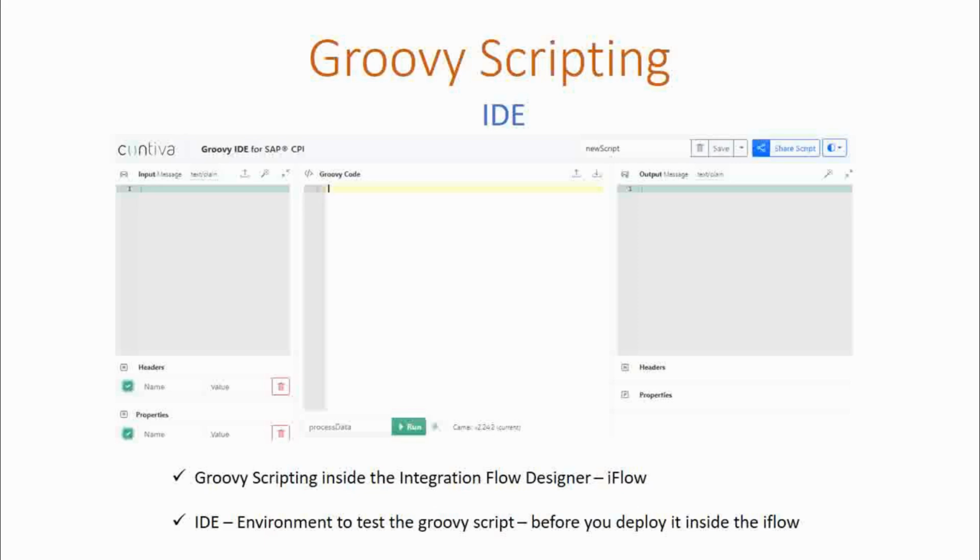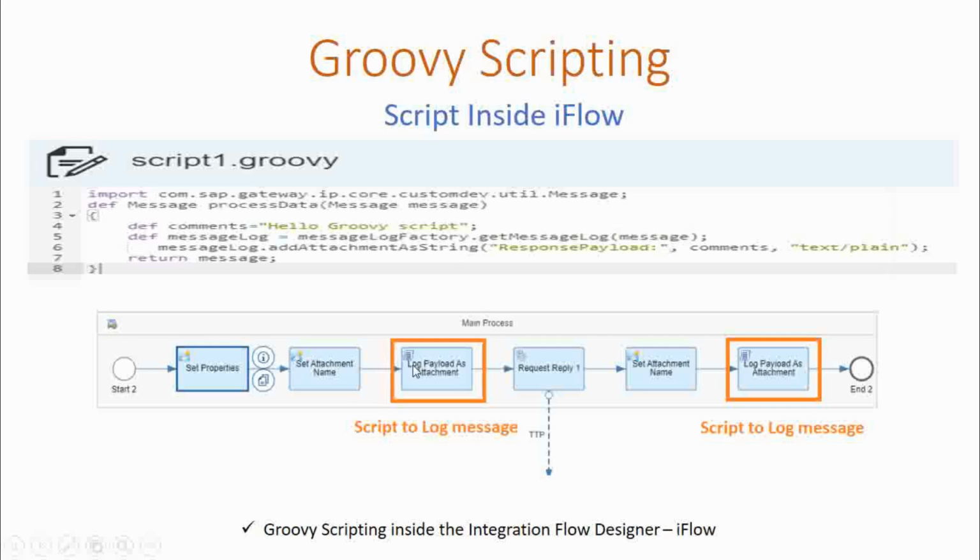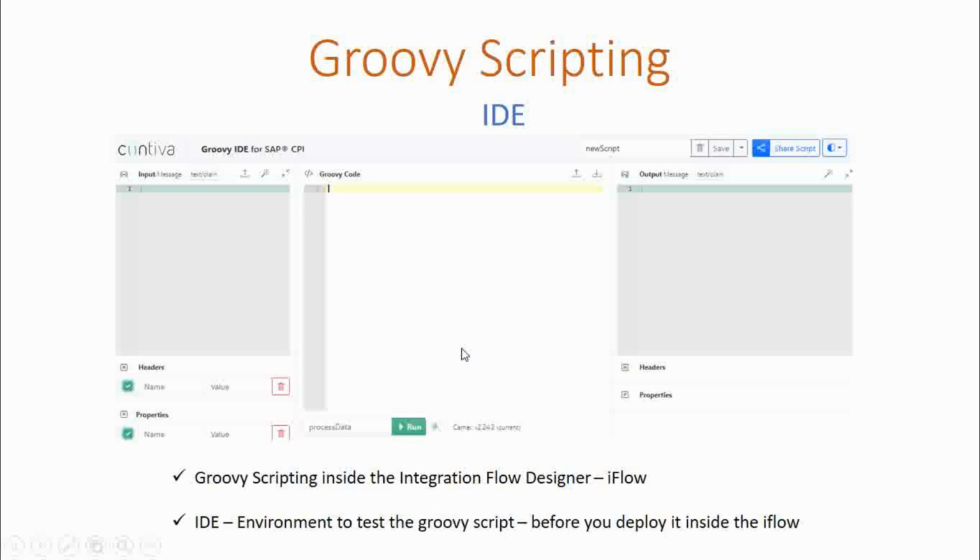By seeing the structure, you can understand now. This online editor allows you to create a Groovy script here and send an input message like a payload here, and you will get a target output. Whatever you are trying to do, you can simulate that environment in this IDE. I will give the URL of this IDE in my description. It is ide.contiva.com, and it will provide you the exact simulation of your iFlow, right?